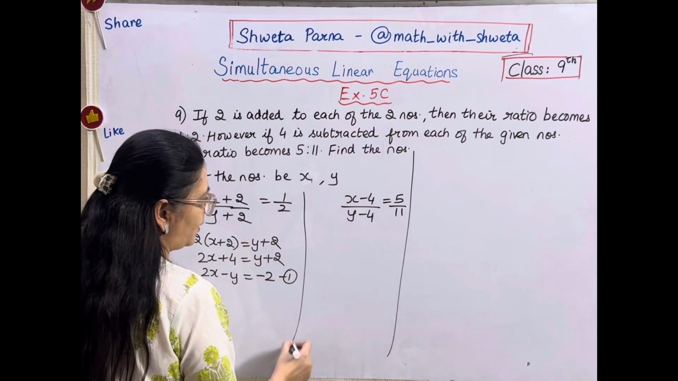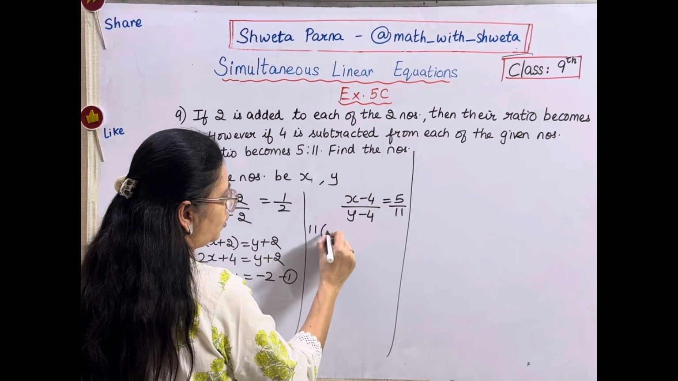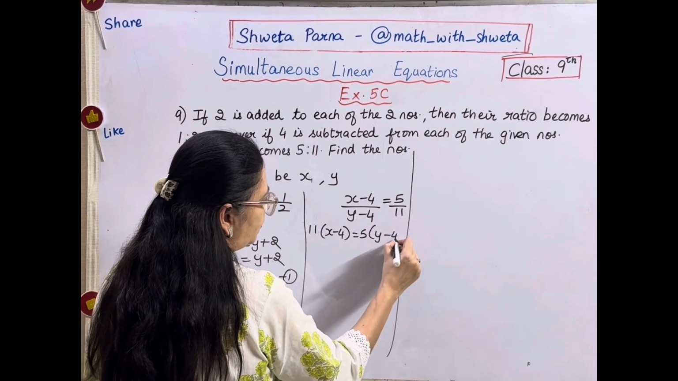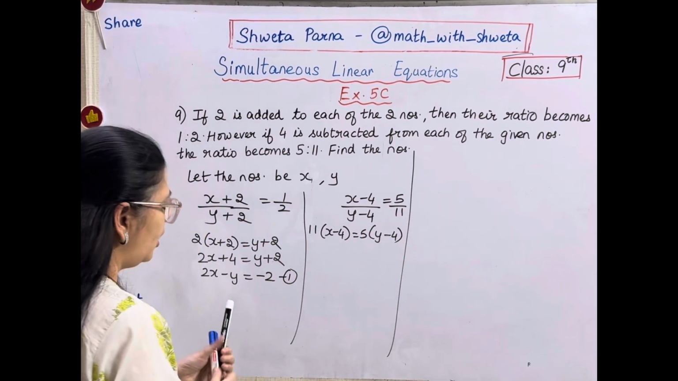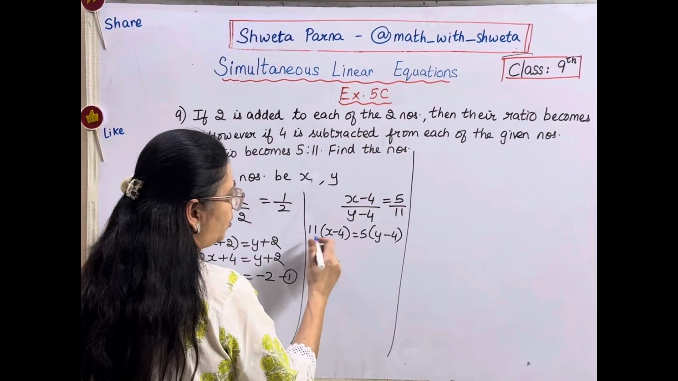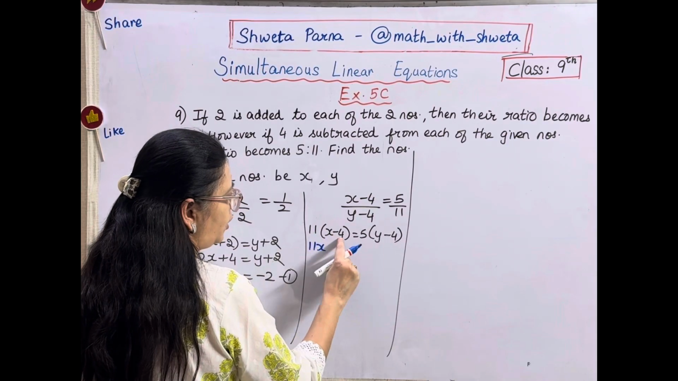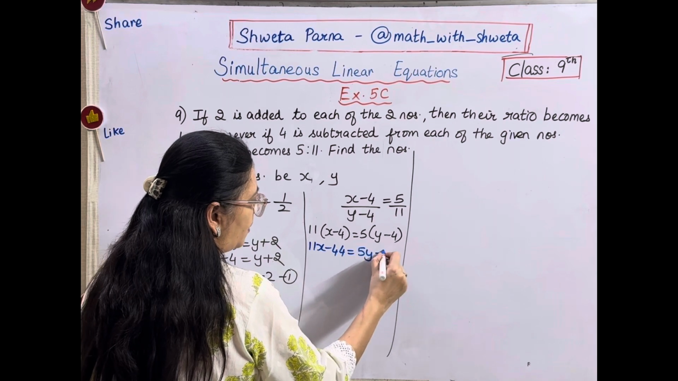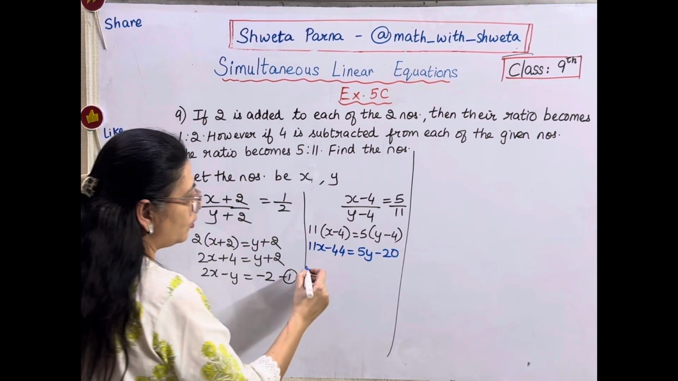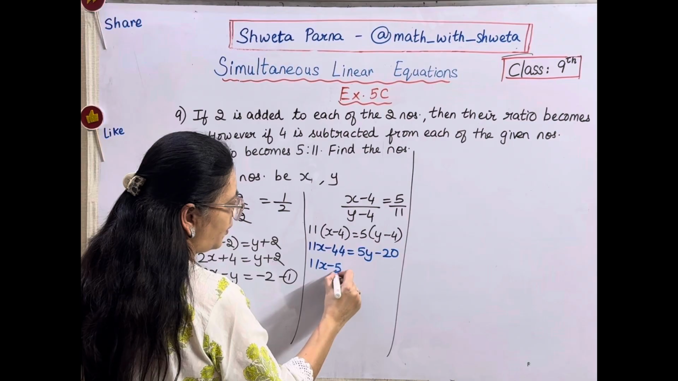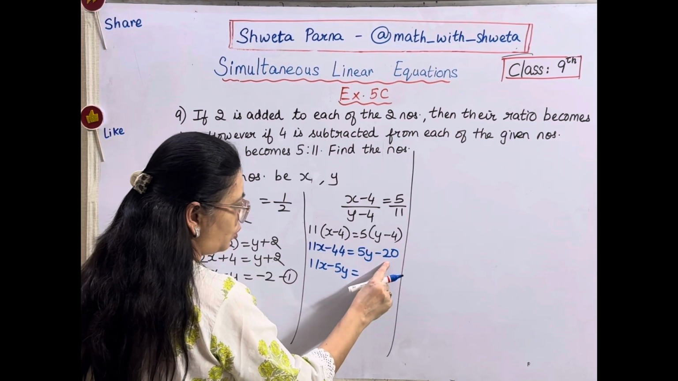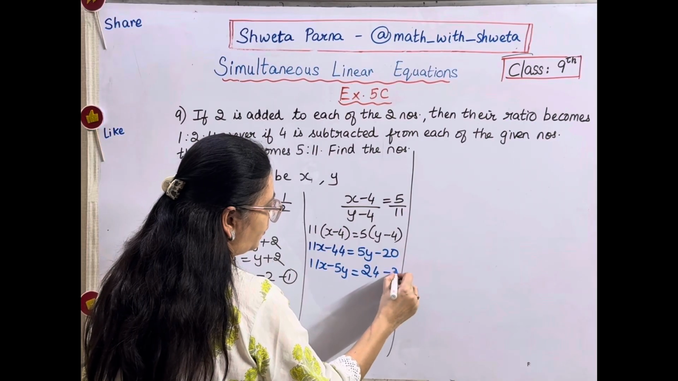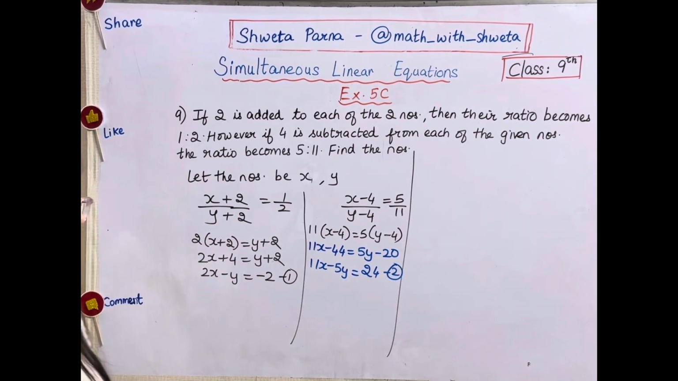Okay, let's do the second equation. 11 into x minus 4 is equal to 5 into y minus 4. Okay, now open the bracket. 11 into x is 11x. 11 into minus 4 is minus 44 is equal to 5y minus 20. So 11x minus 5y is equal to minus 20 plus 44. You will get plus 24. This is equation 2.